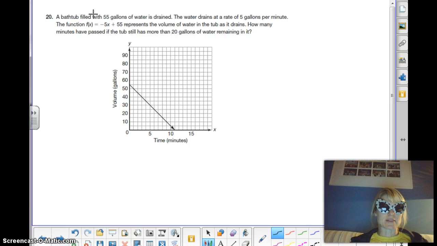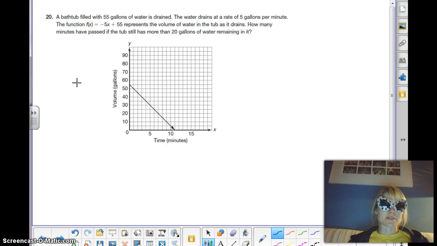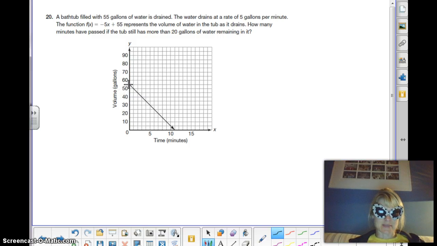This one says the bathtub, I don't know why they love these bathtub problems, but they sure do, don't they? Has 55 gallons of water in it. So that is my y-intercept, right? The water drains at a rate of 5 gallons per minute, so it's going to decrease at negative 5. It's going down. That represents this line, right? How many minutes have passed if the tub has still more than 20 gallons of water remaining in it?